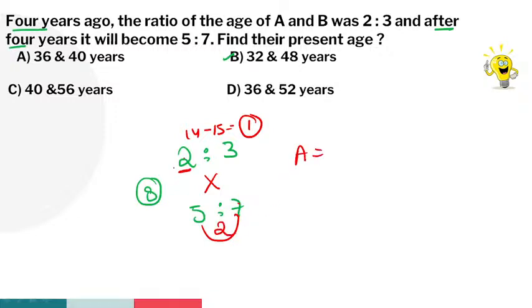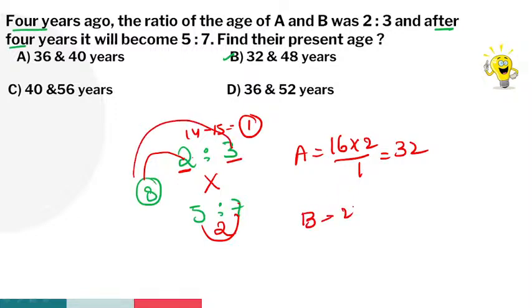A is how many parts here? 2 parts. Okay. Now, after how many years? 8 years. 8 twos are 16, into step 2 difference by step 1 difference, 16 twos are 32. Next, find out the B age. B is how many parts here? 3 parts. 8 threes are 24, into step 2 difference by step 1 difference. 24 twos are 48. 32, 48.